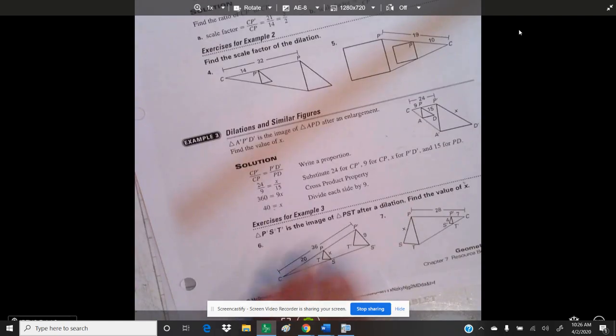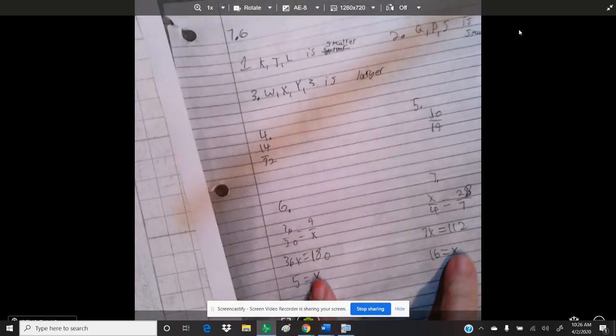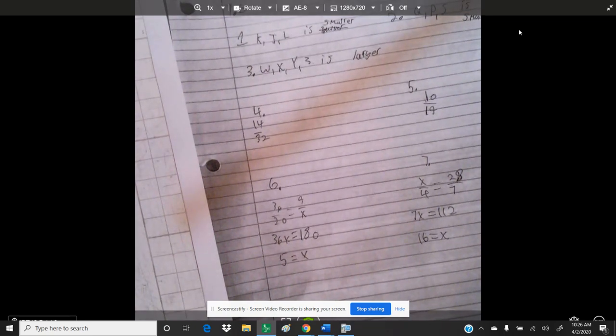And these two on the bottom, number 6 and 7, you did a beautiful job on that. Those are both 100% correct, and you showed your work really nicely. So good job on that. Let me know if you have any questions.